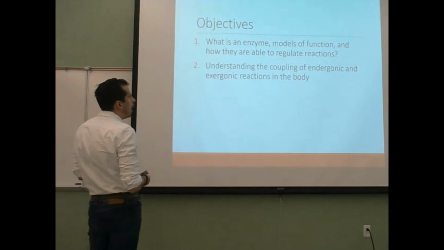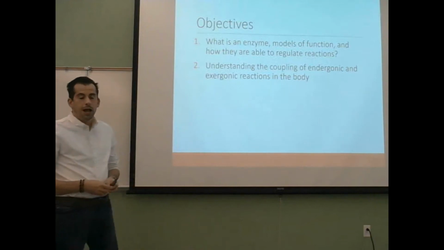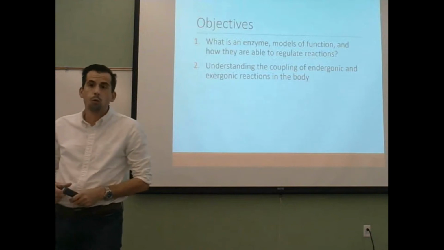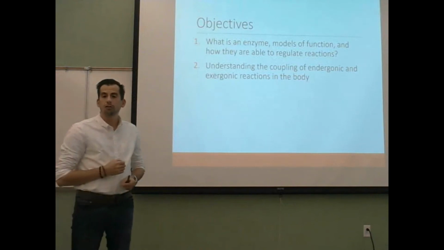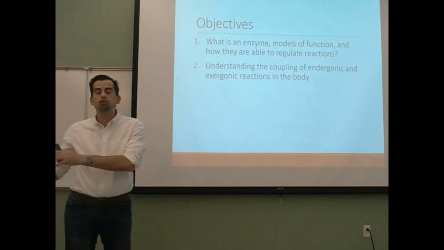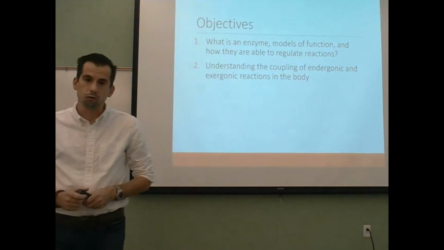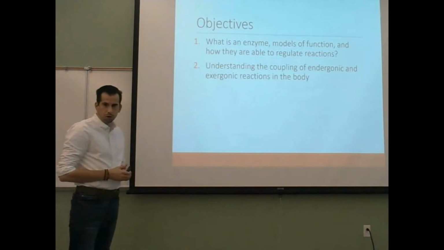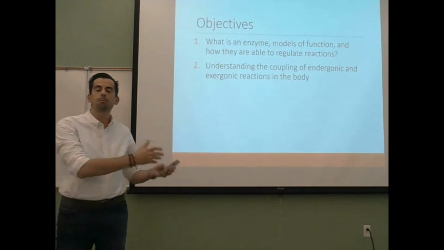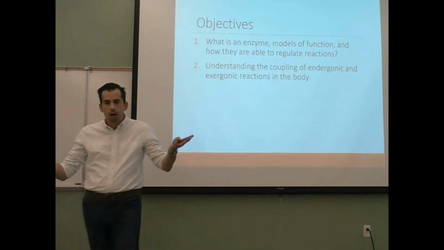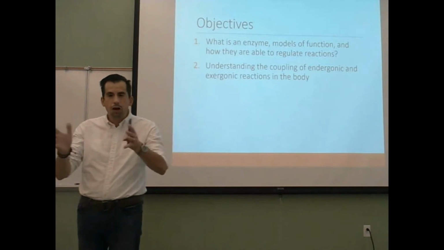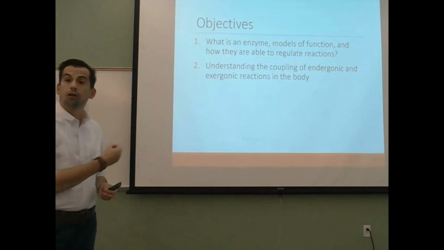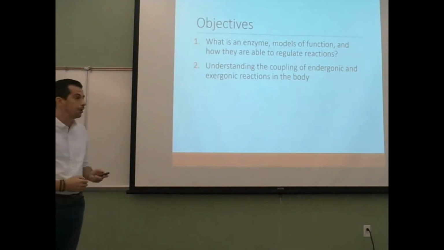We're going to look at different models of function. And because enzymes are going to be so essential to reactions occurring in the body, we're going to look at how we can use these enzymatics and how we can control the rate of these various reactions. We also need to understand the coupling of reactions, energy-consuming reactions, energy-producing reactions. Now, we take both of those types and couple them together to make the system run within the laws of our thermodynamics.